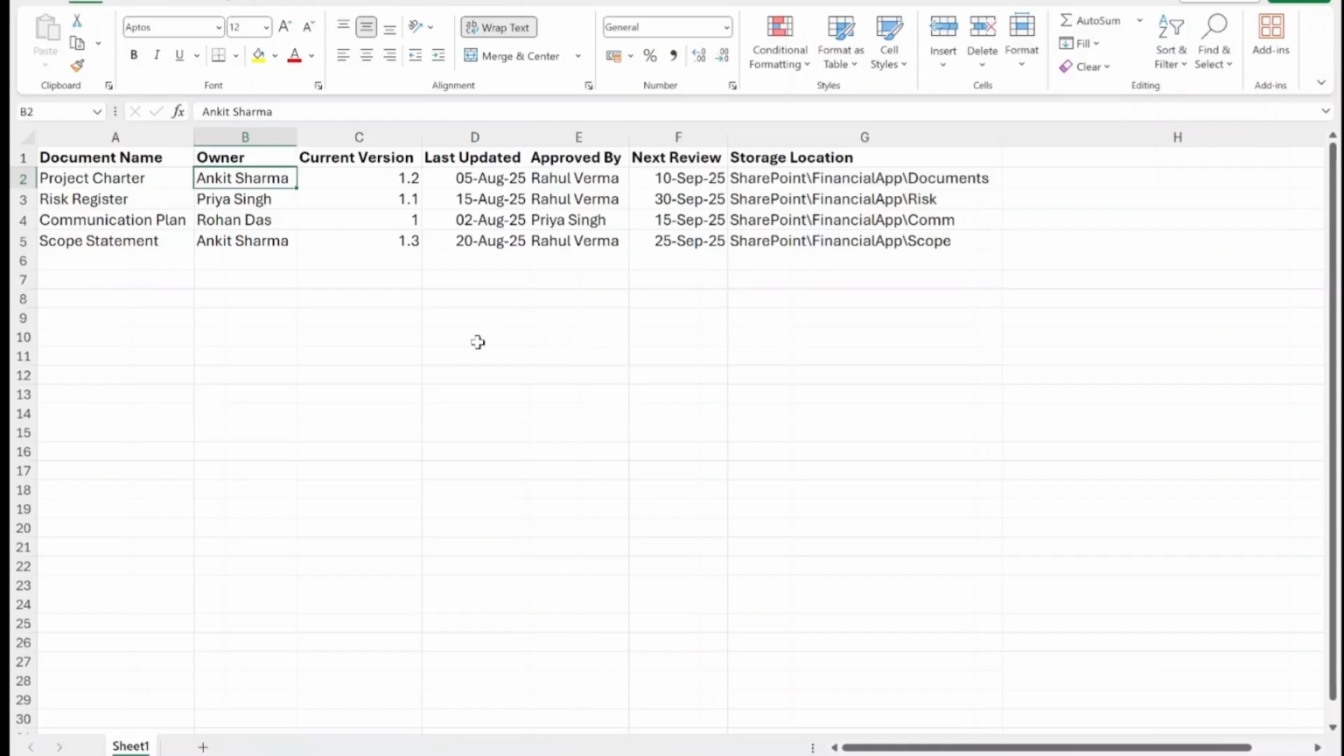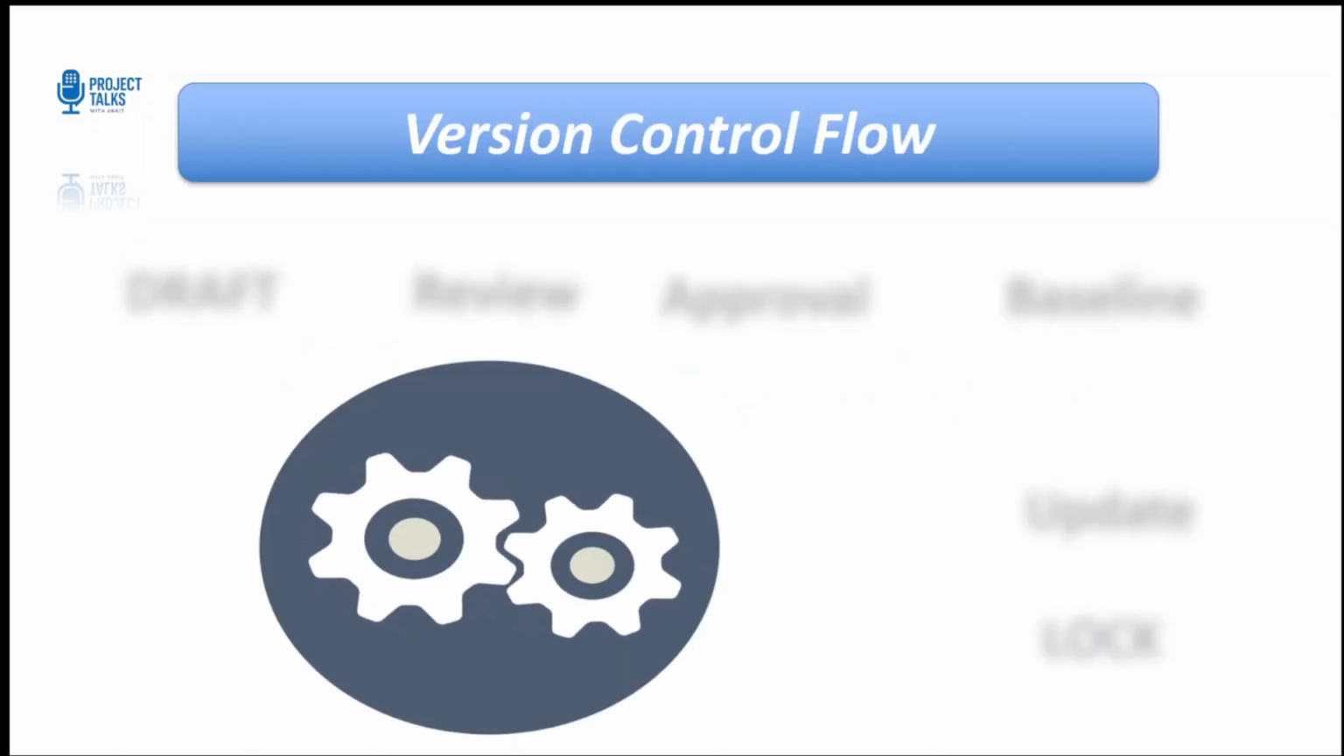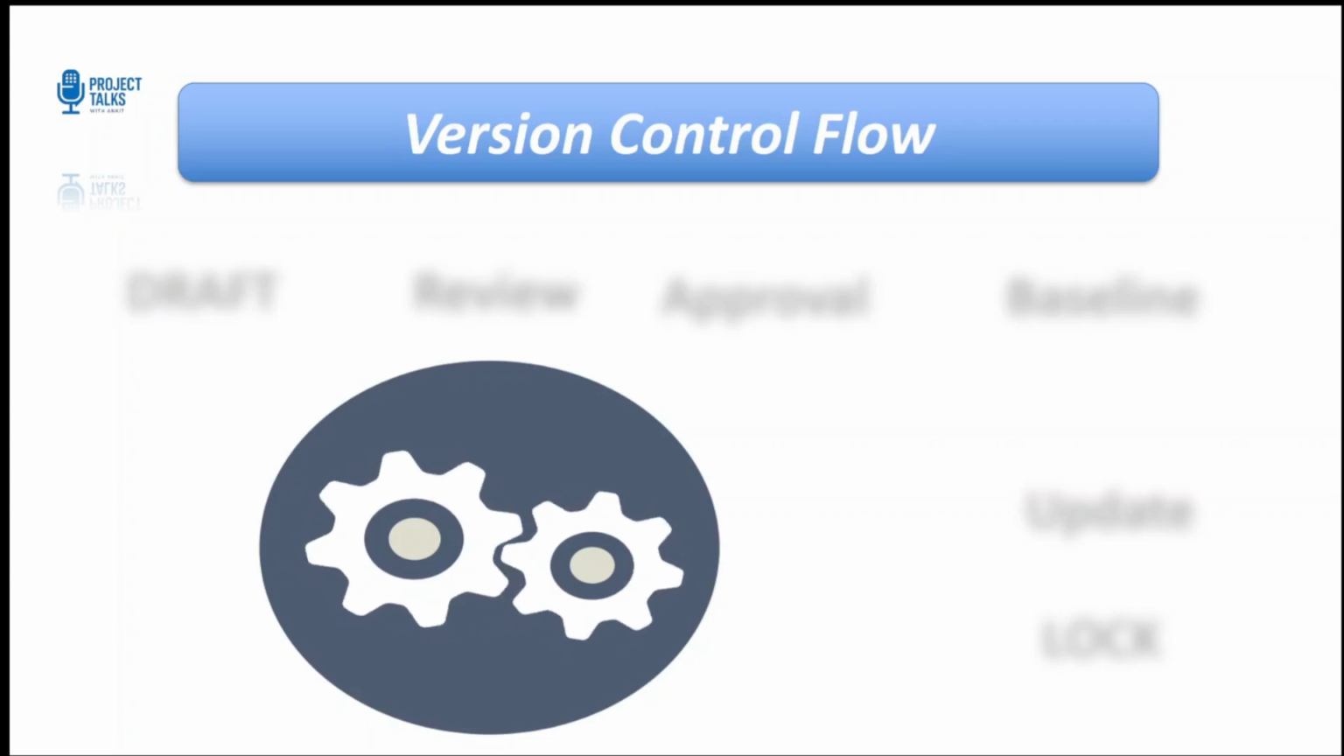Now, even if your team uses Google Drive, SharePoint, or Confluence, maintaining this Excel tracker gives you complete visibility. So it's very important. Let's talk about the version control flow. Here's how a standard version control flow works.